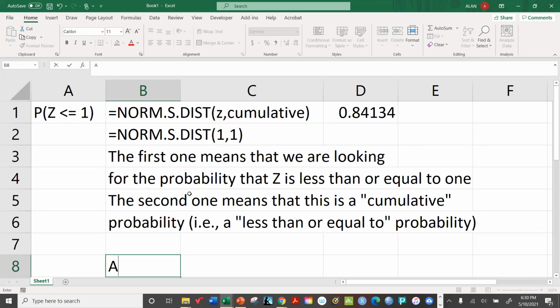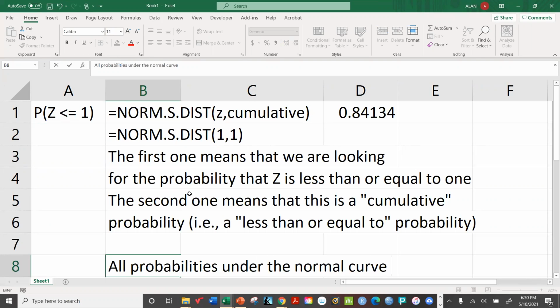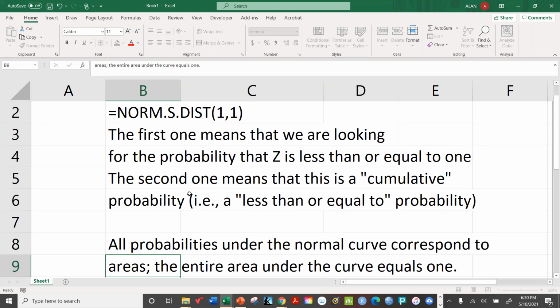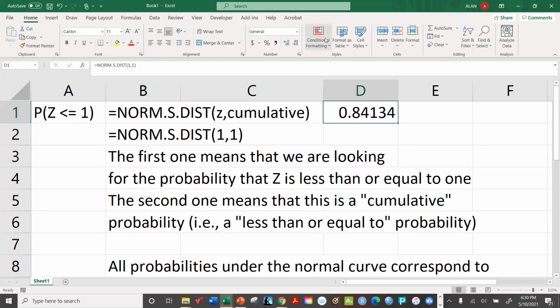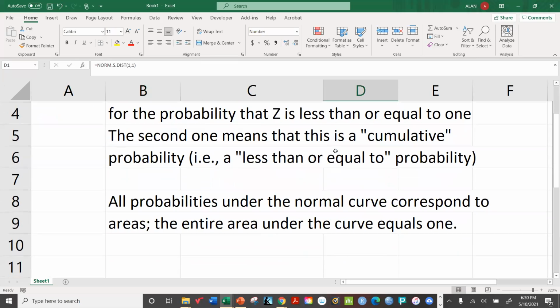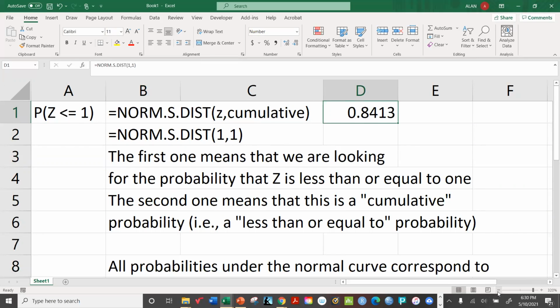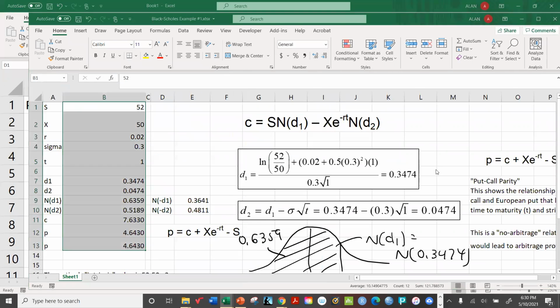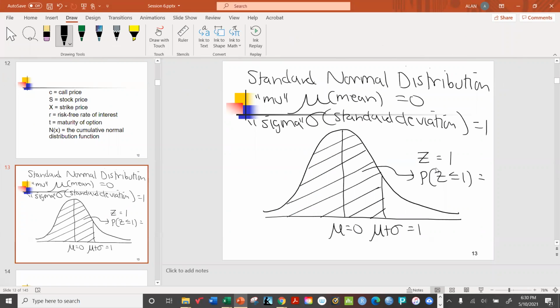Now, all probabilities under the normal curve correspond to areas. The entire area under the curve equals 1. So in other words, this 0.8413, we'll round that down a little, means 84.13% of the total area under this curve, which means there's an 84.13% chance that z is in fact less than or equal to 1. If this is not making any sense to you, don't worry, we'll do a few of these and you'll start to get the hang of it pretty quickly. So if you come back to my graph here, this equals 0.8413.